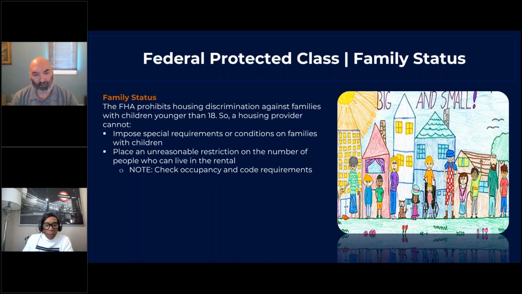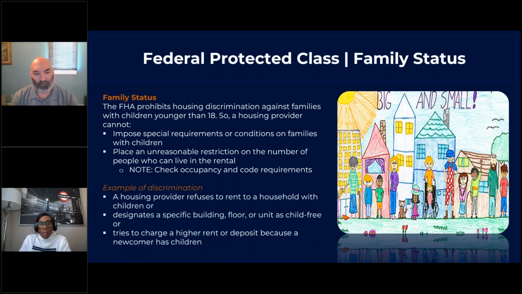Can you go ahead and click that so we can talk about some examples? One of them is if a housing provider refuses to rent to a household with children or designates a specific building or floor unit as child-free. Another is if they charge a higher rent or deposit because a newcomer has children or a larger family. There's a difference if they're charging a higher deposit due to lack of credit and rental history, but they cannot charge you a larger deposit just because you have children or a larger household.